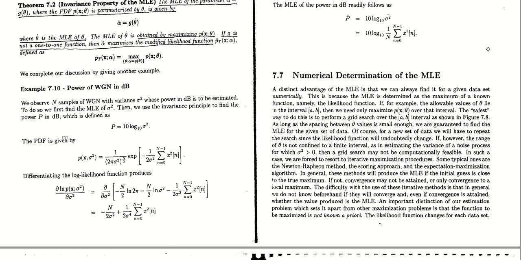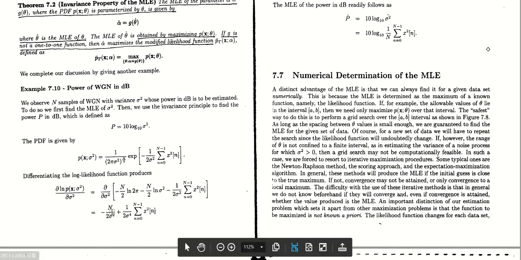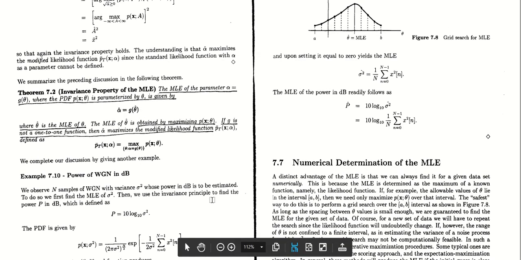The PDF is given by this, right? We're interested in this rather than the original DC level. Okay, so the PDF is given by this. Then we differentiate the log likelihood function. You take the log, but notice that this is no longer the DC level. This is sigma squared, and then you differentiate it by sigma squared and do some calculation. You get this as the outcome.